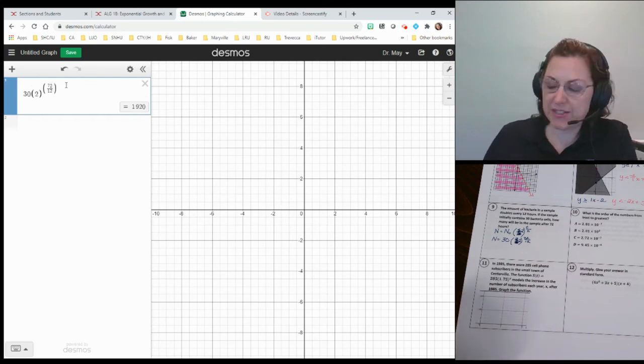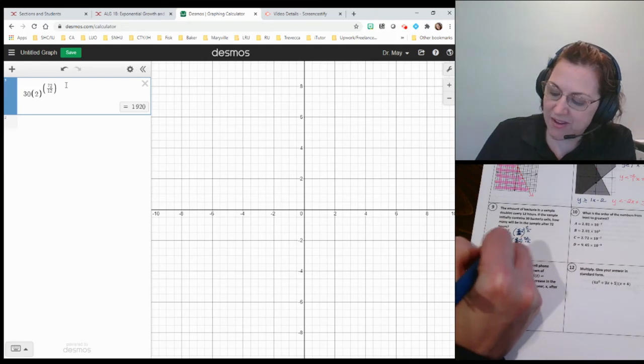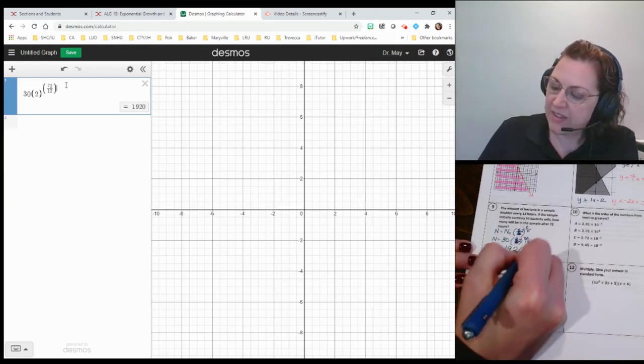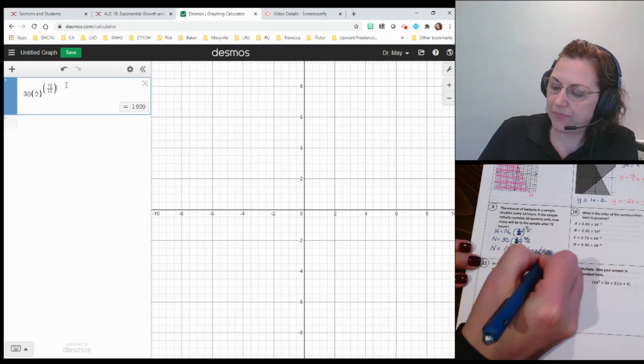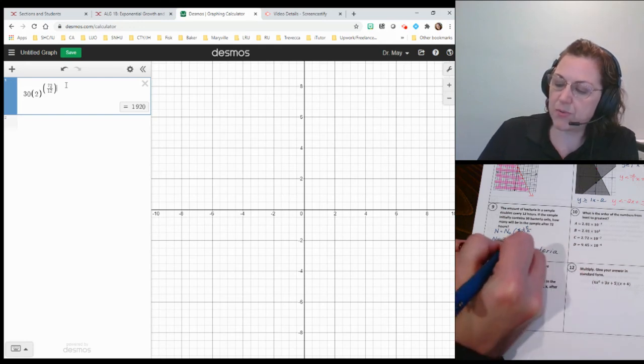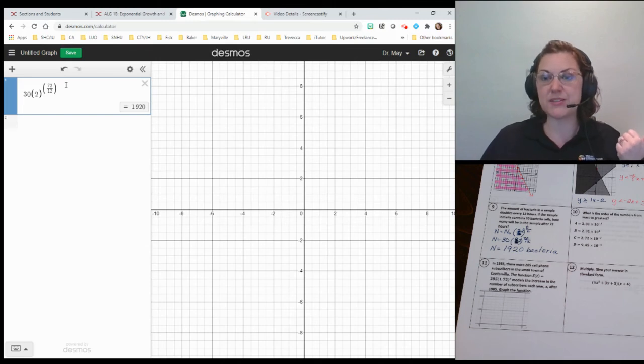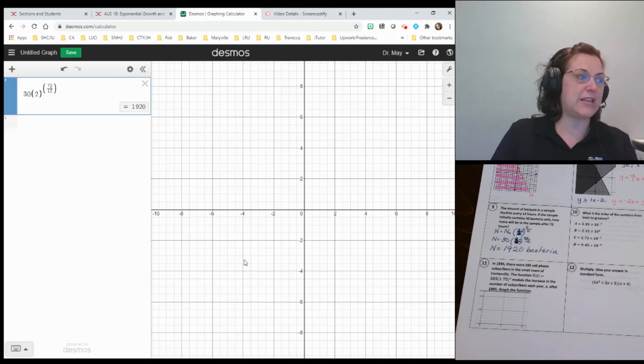And friends, notice what Desmos did for us. It found that value is 1,920, and that's bacteria. So just a reminder, once you can set it up with that formula, use that Desmos calculator to help you with the calculations there.